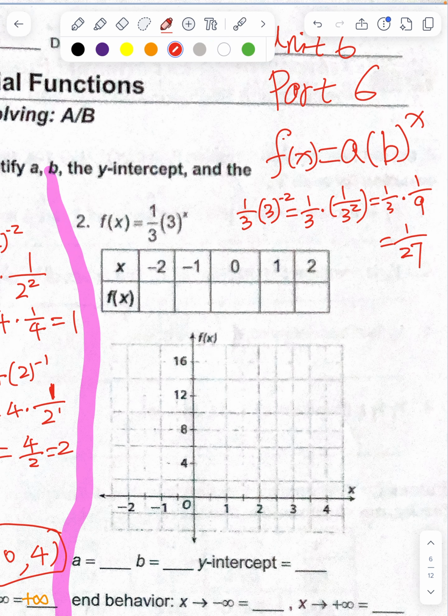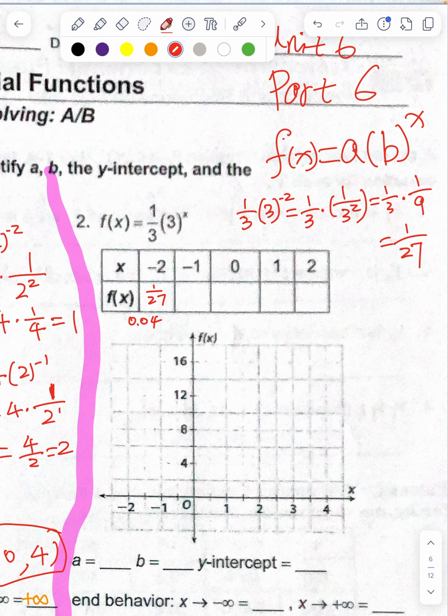So 1 over 27, let me use my calculator to figure it out. 1 divided by 27 is equal to 0.03. Let me round it. So this is very small. Getting very close to 0, the x-axis. Getting very close to the x-axis.